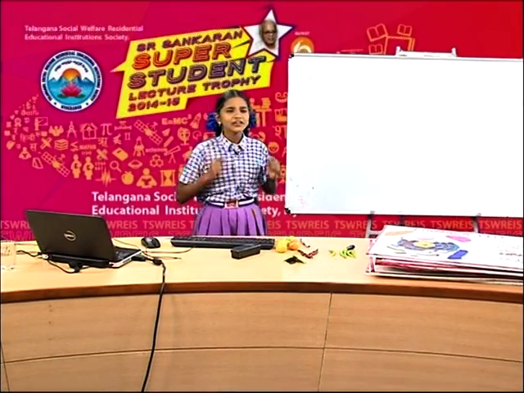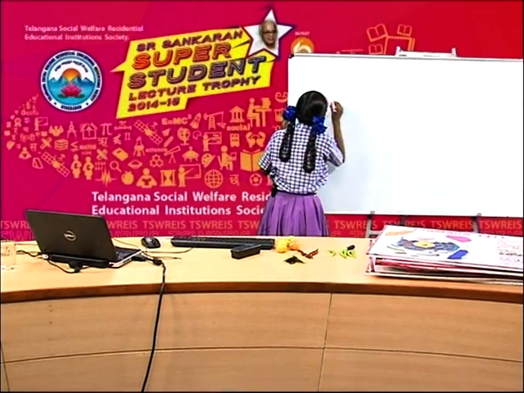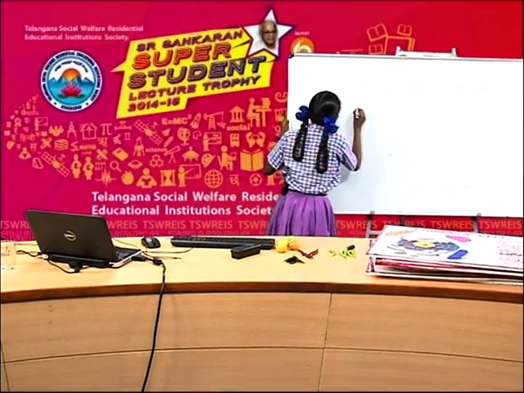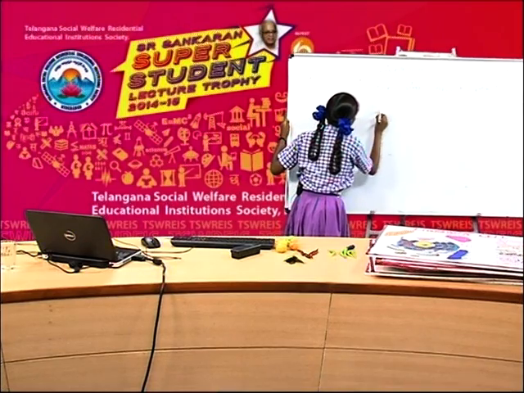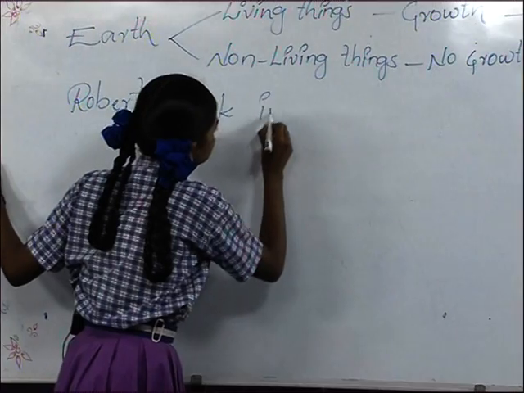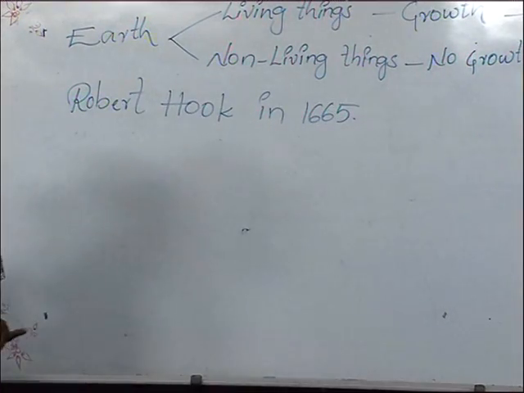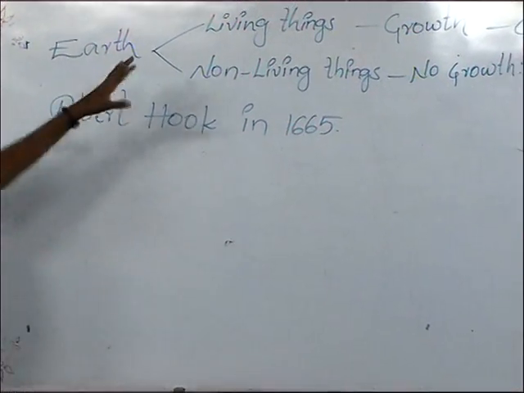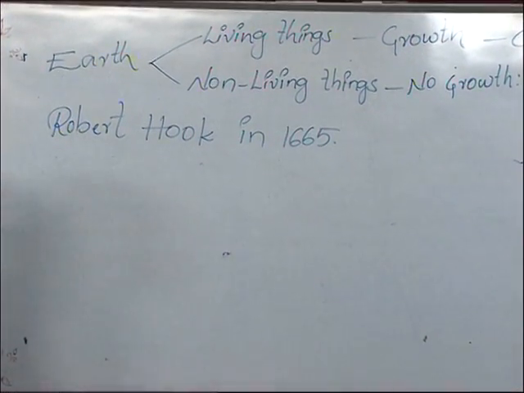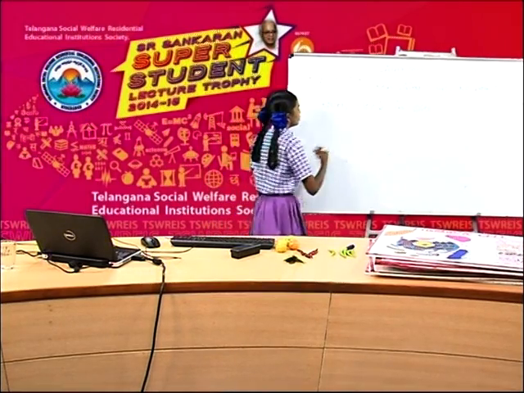Do you know who discovered this cell for the first time and in which year? Yes, you are absolutely right. Robert Hooke discovered the cell in 1665. These organisms are made up of unicellular and multicellular organisms.